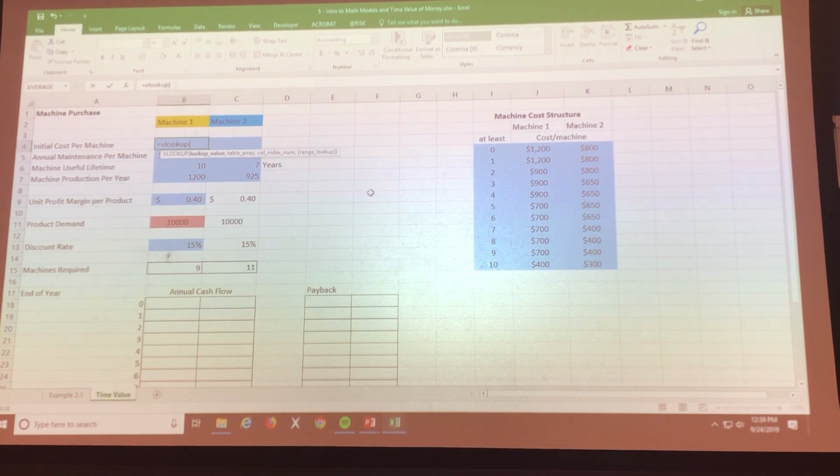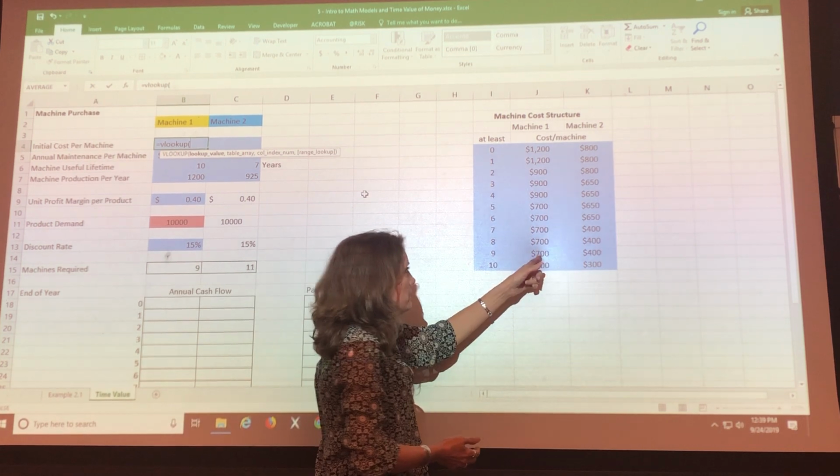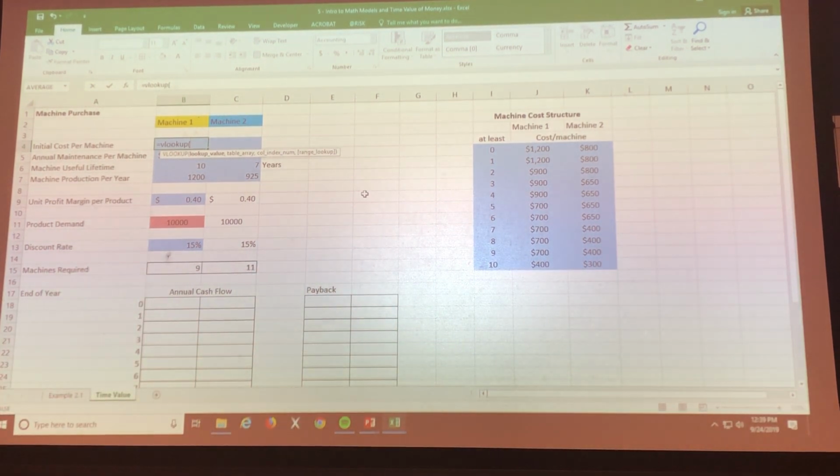So VLOOKUP is looking up what? Well, it's looking up 9 machines over here and figuring out that they're going to cost me $700. But it's looking up the 9 machines in this table. And my answer for machine 1 is found in what column? My answer is found in column 2. And what type of a lookup is this? Exact? No, approximate.